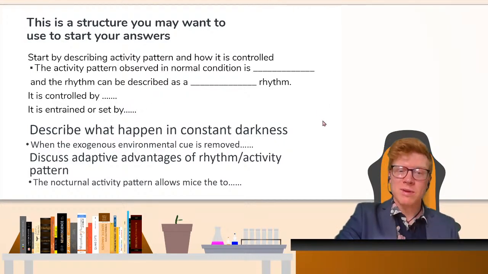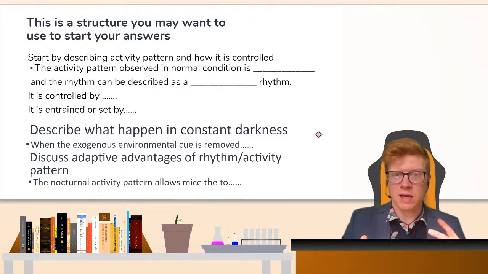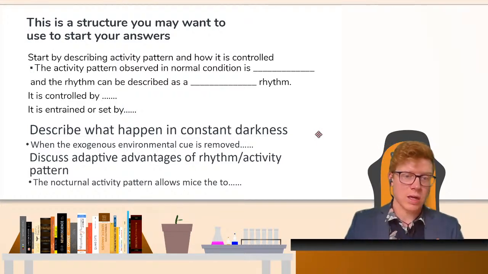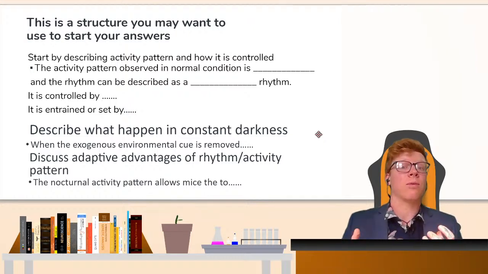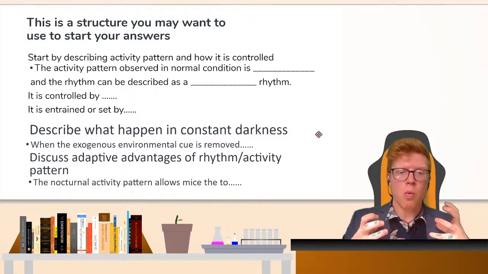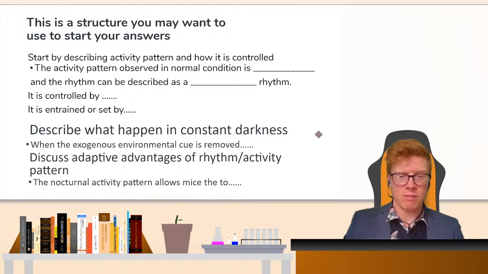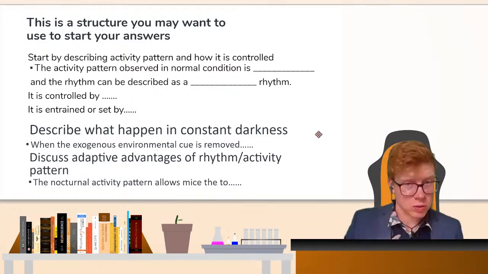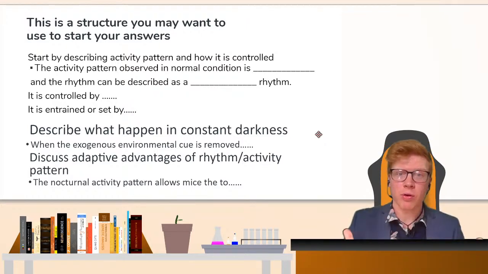Why does having a rhythm benefit the organism? For example, the nocturnal activity pattern allows mice to... And there are a variety of things there. If we're thinking about mice, we're thinking about things like avoiding predators, and when their food is most accessible. So lots of reasons you could probably think of. Sometimes if we're looking at certain organisms, it's about how harsh their environment is. Maybe it's really, really hot in the middle of the day. All things for you to look at.